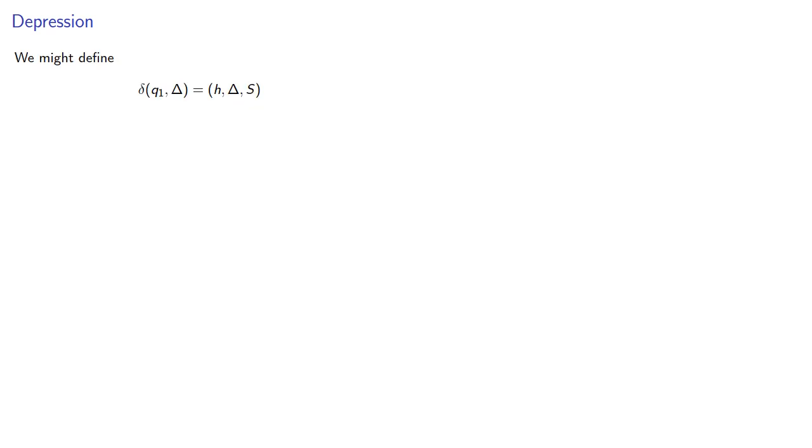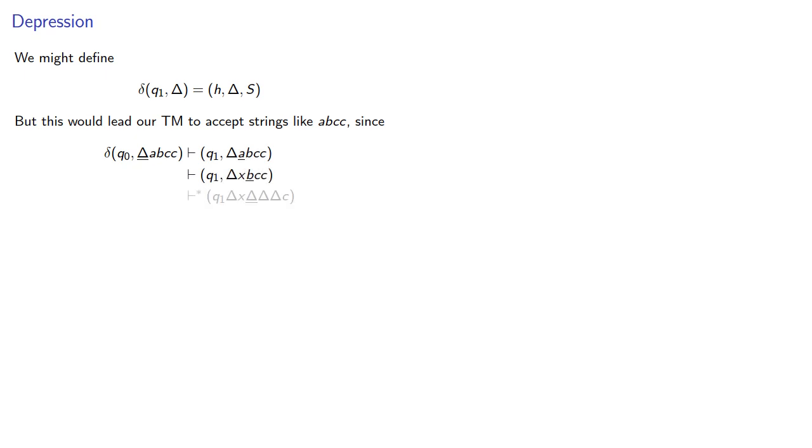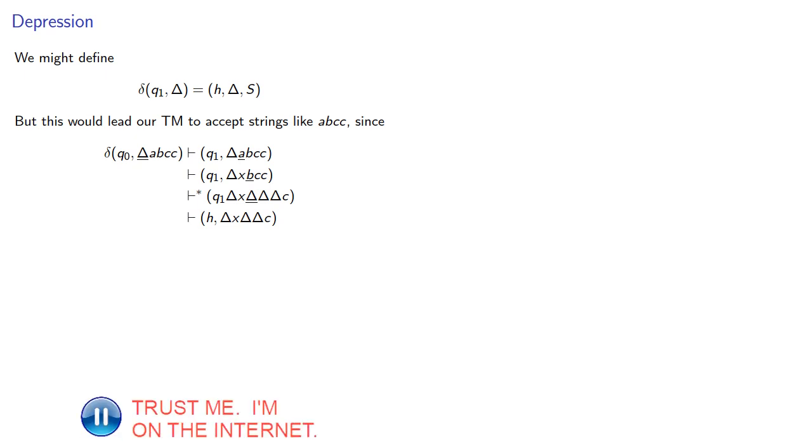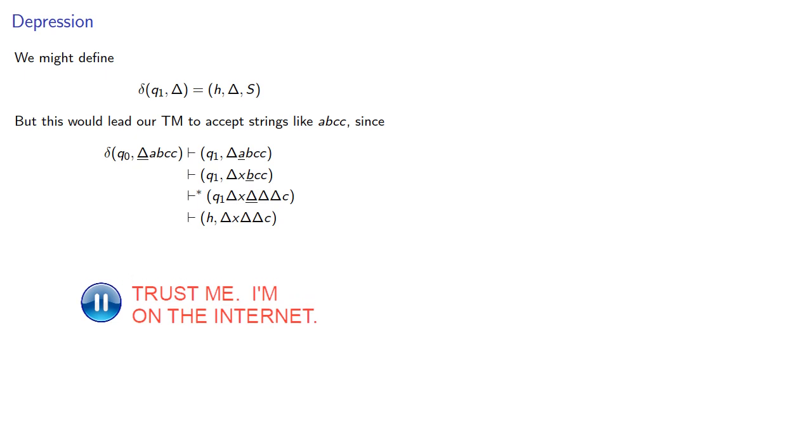Now, we might define the move from Q1 if we read a blank to be entry into the halt state, but this would lead our Turing machine to accept strings like A, B, C, C, since we'd read the A, delete the B, delete the C, return to the start, and we'd read a blank while we're in state Q1, even though we have one more C. So if the last A has been consumed, we'll want to verify that there are no remaining B's or C's.